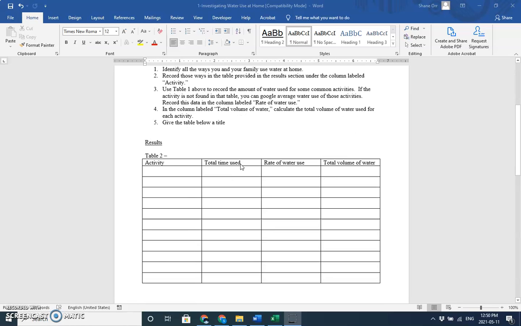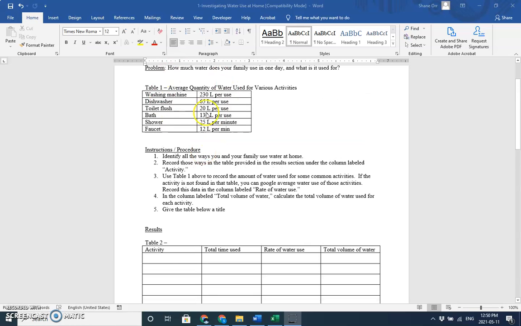So what I want you to do here in this table is list all the activities that you and your family would do over the course of a day that would use water. You're going to record those in this column right here. That's what number 2 says. And then number 3 says that by using this table up above, for some of the activities that you would have listed, you could use this table above that would help you fill in the rest of these columns.